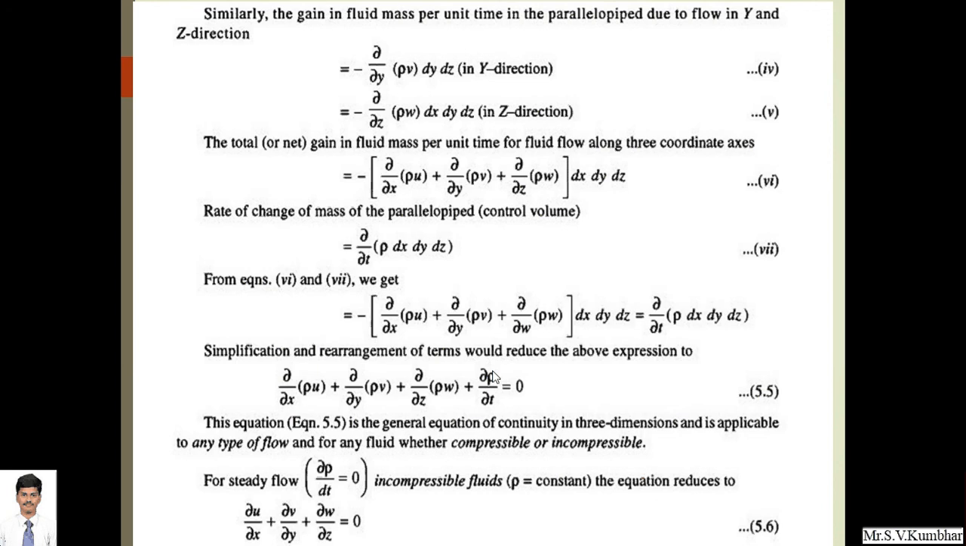Now if the flow is steady, then generally all fluid properties remain constant with respect to time. So ∂ρ/∂t is equal to 0 for steady flow. And if it is an incompressible fluid like liquid, then ρ is constant. So again this ρ can be taken outside, and this equation is reduced for steady and incompressible fluid as ∂u/∂x plus ∂v/∂y plus ∂w/∂z is equal to 0. This is a reduced form of the continuity equation in Cartesian coordinates that we had already studied in fluid mechanics.